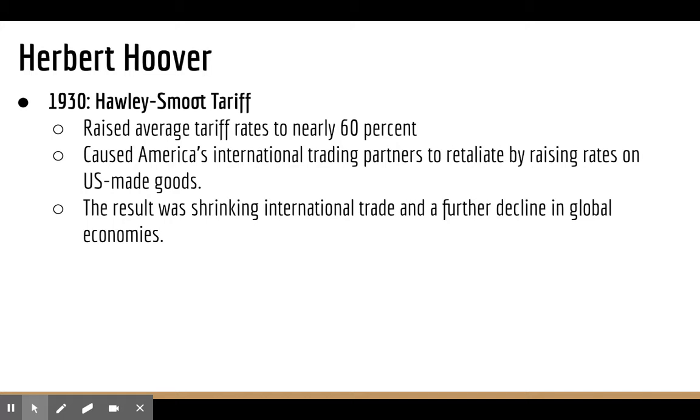So he's trying to make a lot of money off of other countries who are trying to sell things in America. This, of course, caused our international trading partners to be really mad at us. So they retaliated by raising the rates on our US made goods. So we tried to benefit and tax them heavy for selling goods in America. They got mad and taxed our goods more too, the goods that we are making and we're trying to sell in their country. So the result was a shrinking international trade, so less countries wanted to trade with us, and a further decline in global economies.